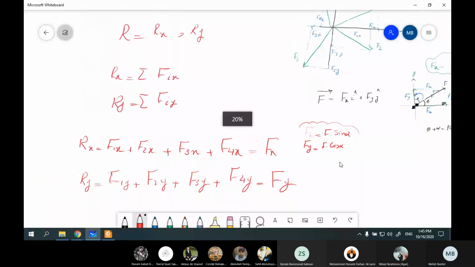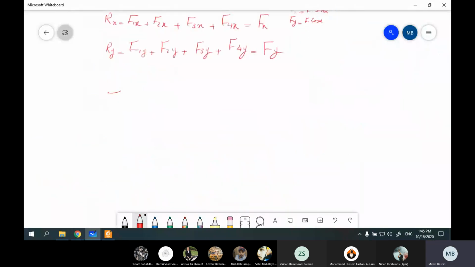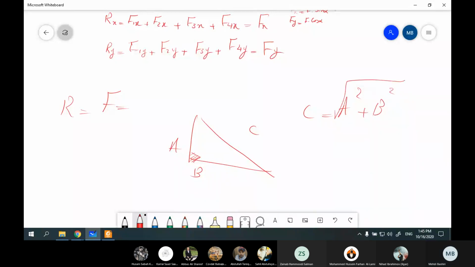So the total F is for the total R. You all know it from the Pythagorean rule in this equation: A, B, C. What is C? The square root of A squared plus B squared. Okay, so the final answer would be this. Let's solve an example to make this clear.